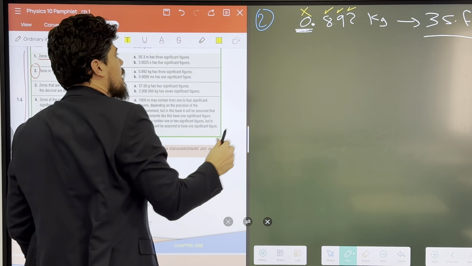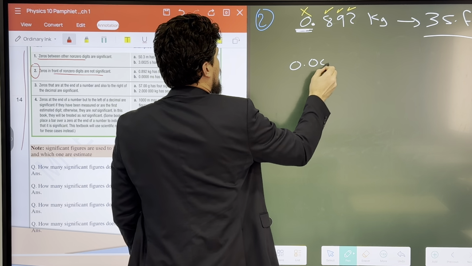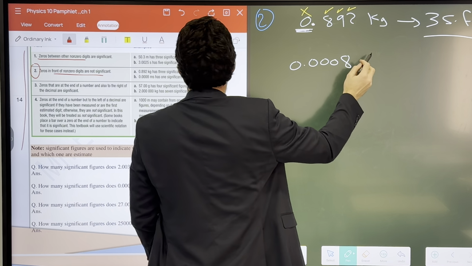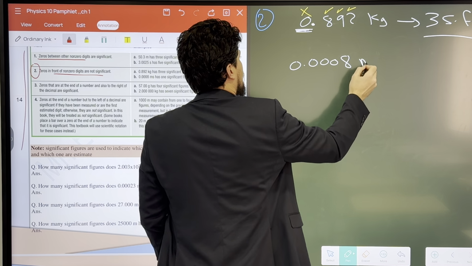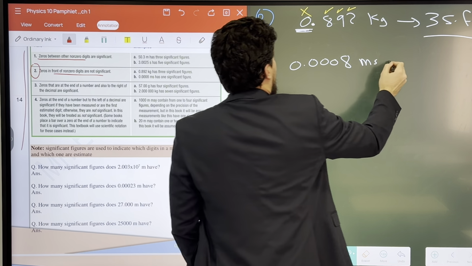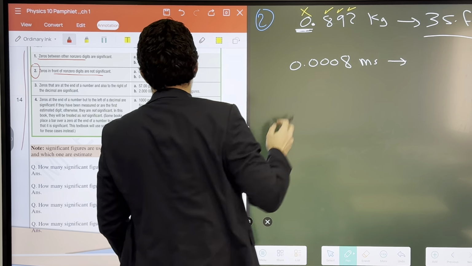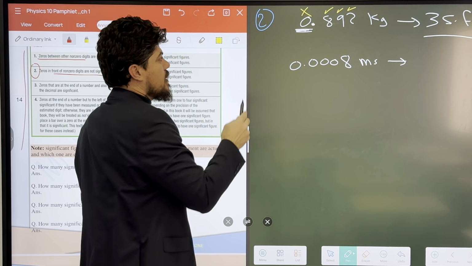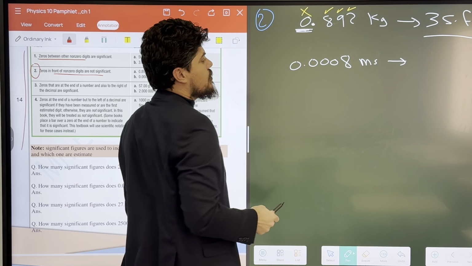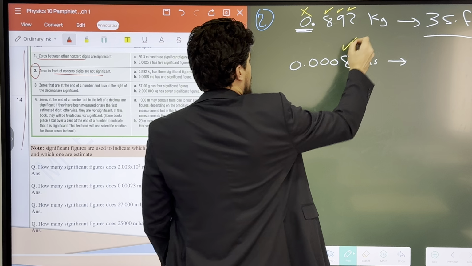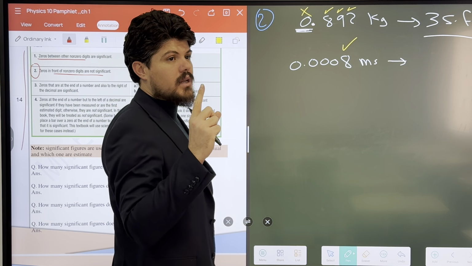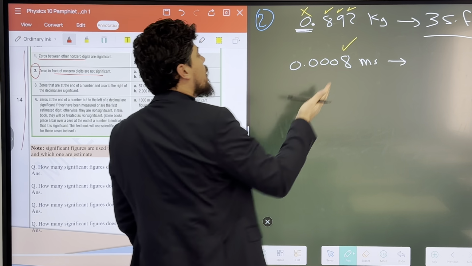Another example, 0.008 milliseconds. Okay? So in this number, how many non-zero numbers do we have? 1. So we have 1 significant figure right now. Okay? What about the zeros?